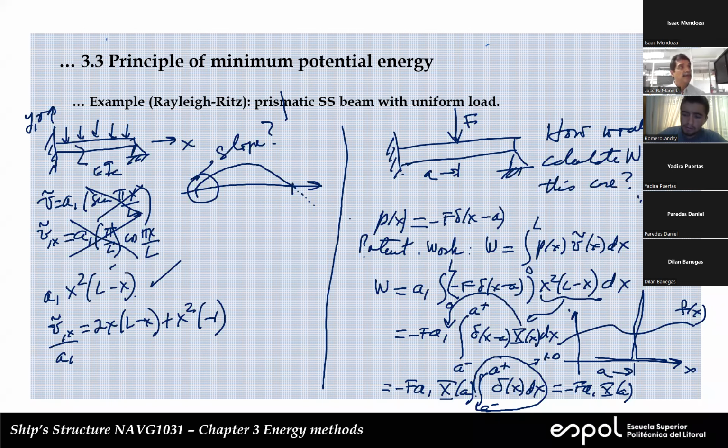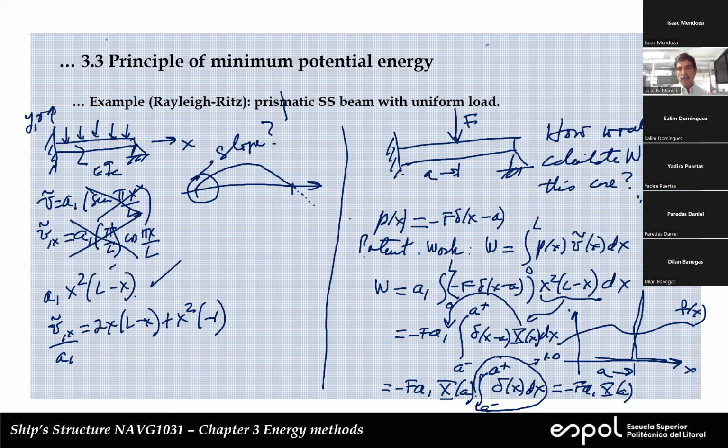Are there any questions about this procedure, people? Yes, doctor. Is this method only for lateral loads, or not? Well, we can use it for other loads, okay?